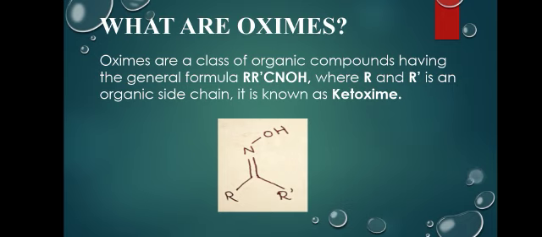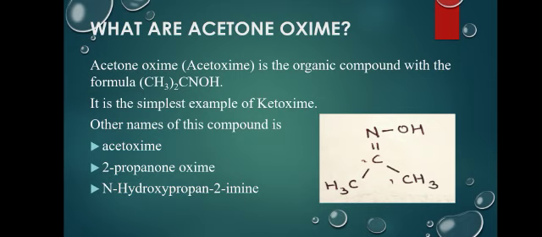Now, next slide, we will see what acetone oxime is. Acetone oxime, or acetoxime, is an organic compound. This is not a class, it's an organic compound with the formula given. It is the simplest example of a ketoxime. Other names of this compound are acetoxime, 2-propanone oxime, and hydroxypropane-2-imine, where an imine is a chemical compound containing a C=N double bond, as you can see in the figure.